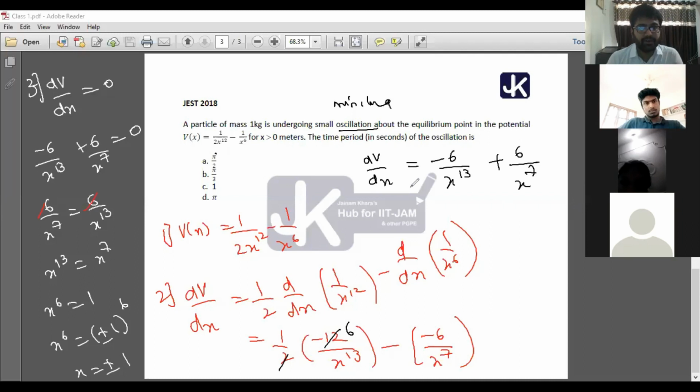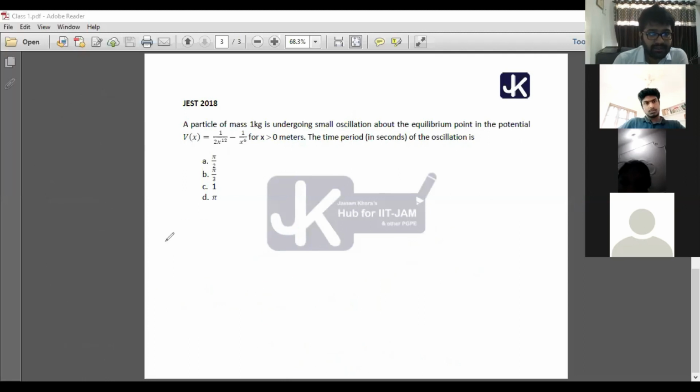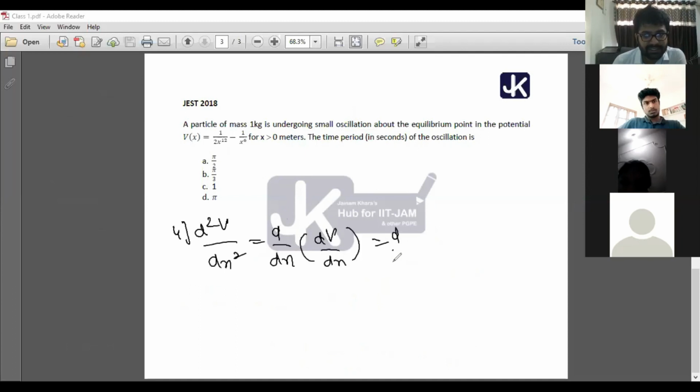Okay, let's continue. So x equal to plus or minus 1. And now let's find the second derivative. Fourth step, d square v upon dx square. It is actually the derivative of the first derivative, dv by dx. So this is d by dx of, what was the first derivative? It was minus 6 upon x raised to 13 plus 6 upon x raised to 7.